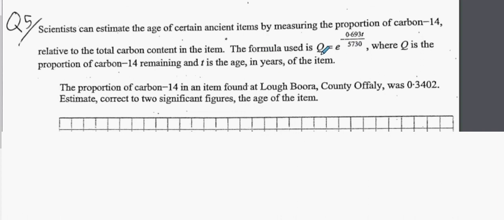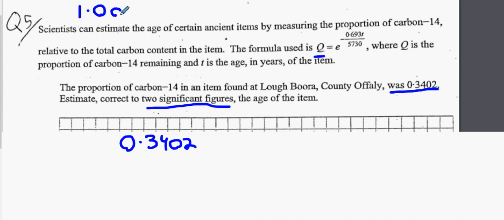So what's the Q value in the first question? What does it tell us the Q value is? 0.3042. What does significant figures mean? If I said 1.06 corrected to two significant figures, what answer would you give me? You give me 1.1 because that's 3 significant figures.